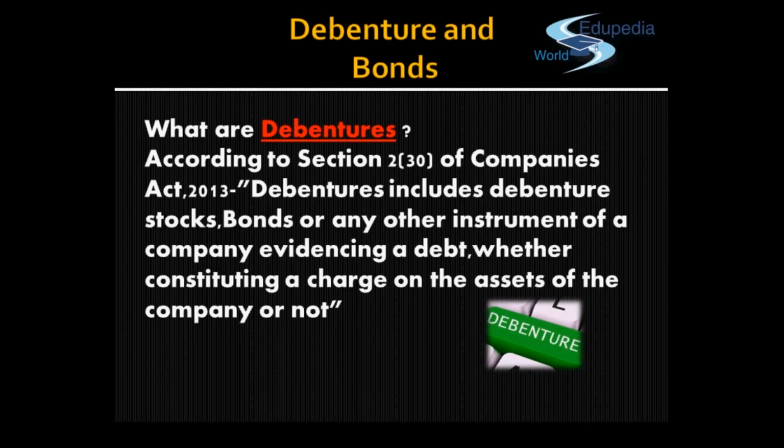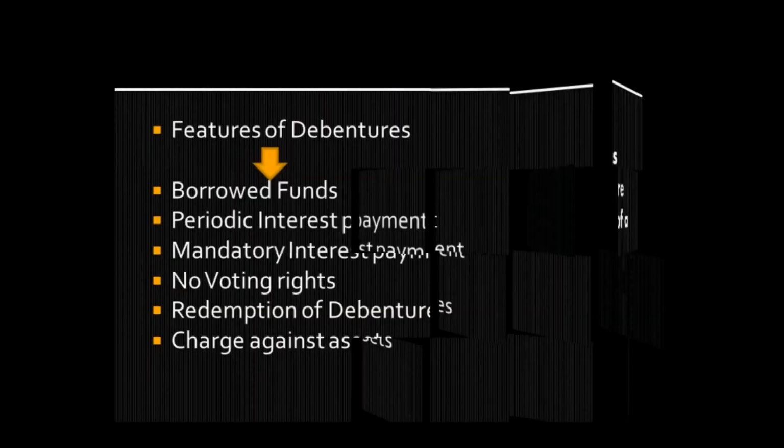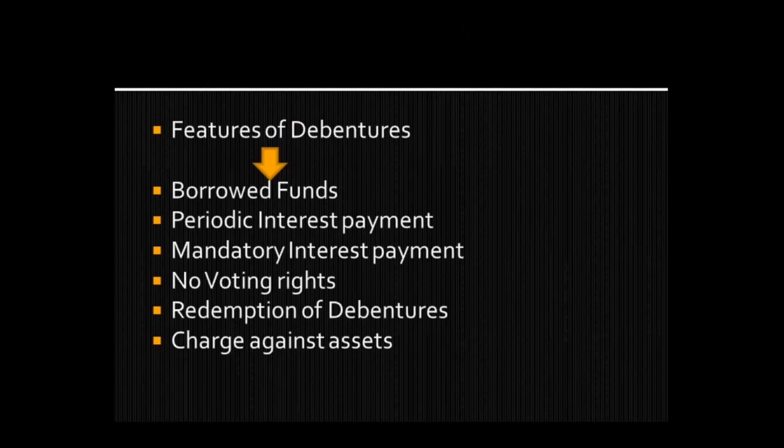Now students, let's go ahead. Let us see what the features of debentures are. Number one feature is borrowed funds. Debentures constitute the borrowed funds of a company. Therefore, debenture holders are termed creditors of the company. Another feature is periodic interest payment. Debenture holders are paid a fixed rate of interest at specified intervals, say 6 months or 1 year. That is written in the certificate itself.